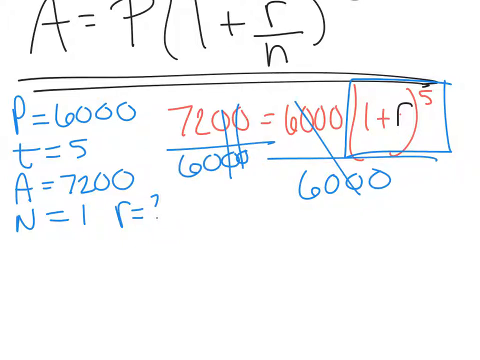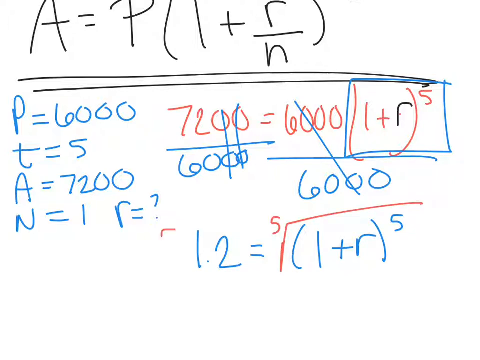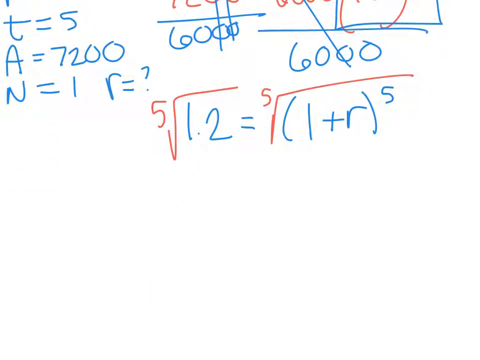So I've got 72 over 60, which I believe is 1.2, equals 1 plus r to the 5th. Now the only way to get rid of a power of 5 is to take the, you've probably guessed it, 5th root of both sides. Whatever I do to one side, let's make sure we do to the other.